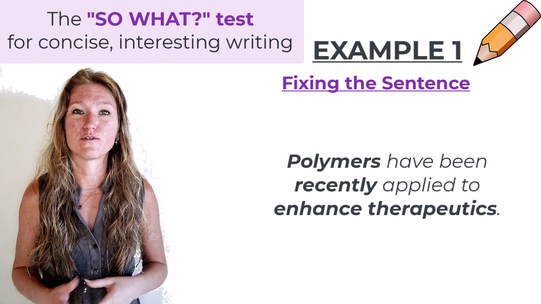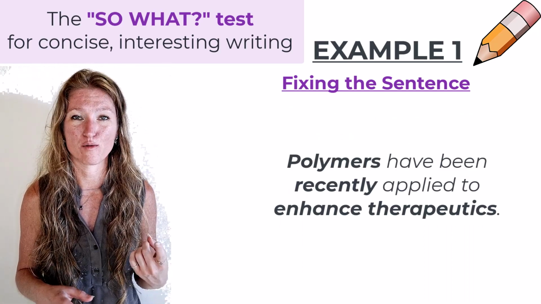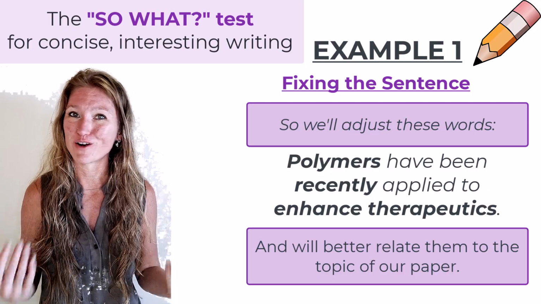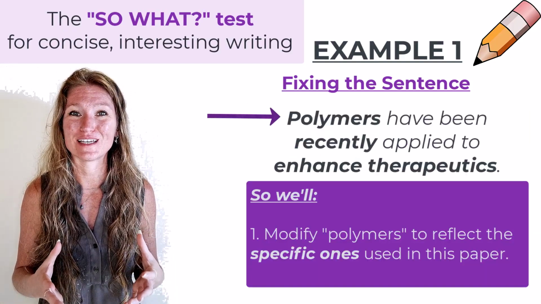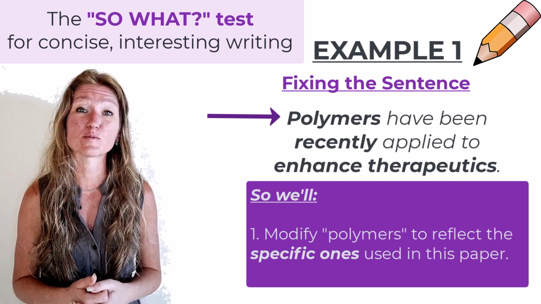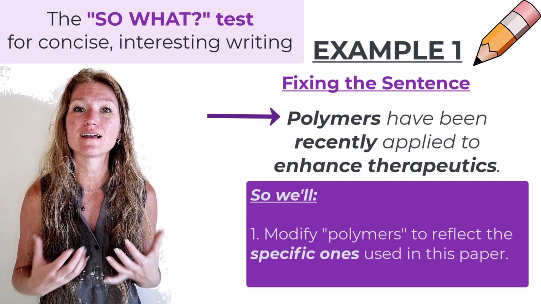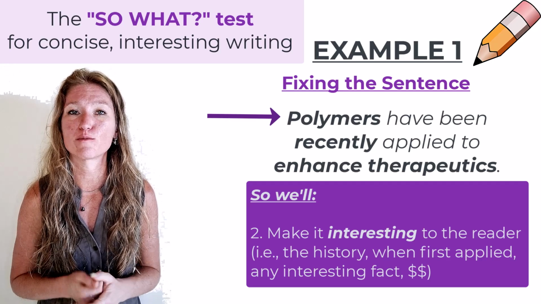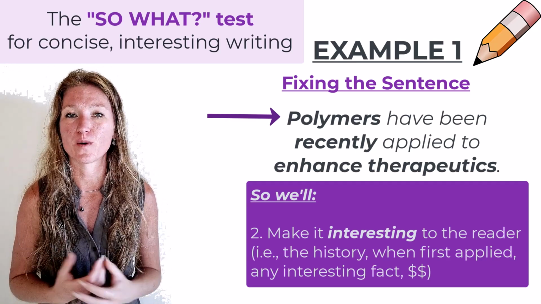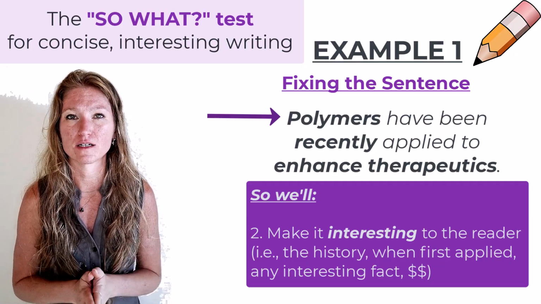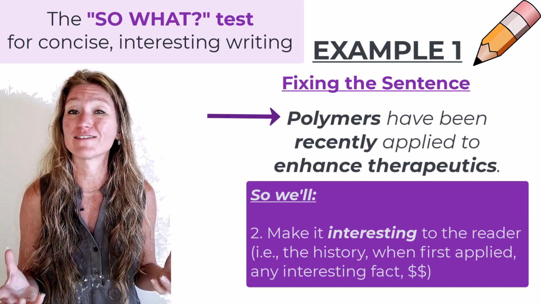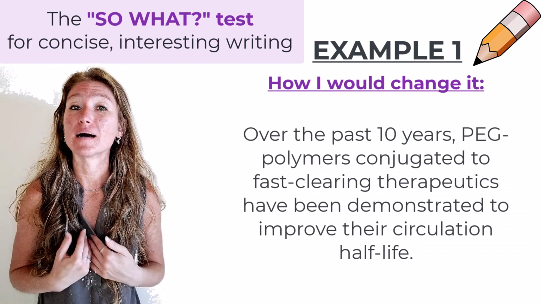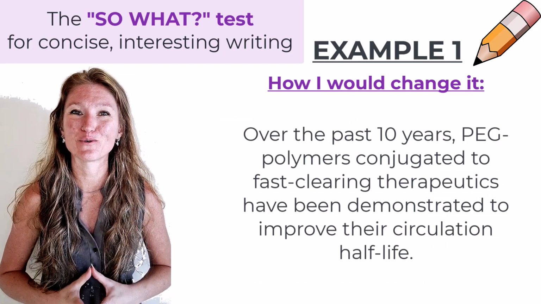Like I already got into before with the specifics, we're going to talk about what types of polymers. We're going to talk about what types of therapeutics. And we're going to try to relate it instead to the topic of the paper. For instance, if in this paper we're using a conjugated polymer as a therapeutic, we're going to talk specifically here about conjugated polymers. And we're going to bring in something that the readers might find interesting. Maybe that is the history of polymers or of conjugated polymers, or how or when they started being applied, or an interesting fact about therapeutics and polymers. Maybe it's how often they're used, or how much money they've made, or how many have recently been approved as drugs. So how might I change the sentence to make it more useful for our so what test?